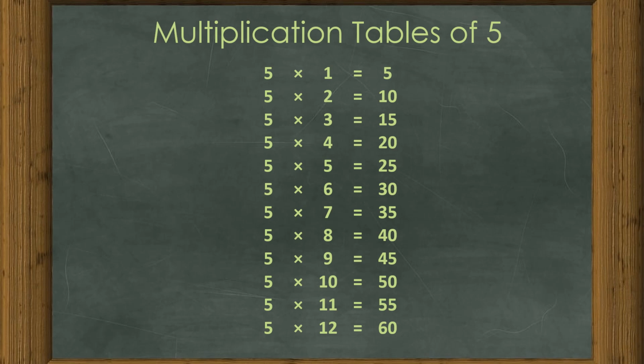Multiplication tables of 5. 5 1s are 5. 5 2s are 10. 5 3s are 15. 5 4s are 20. 5 5s are 25. 5 6s are 30. 5 7s are 35.